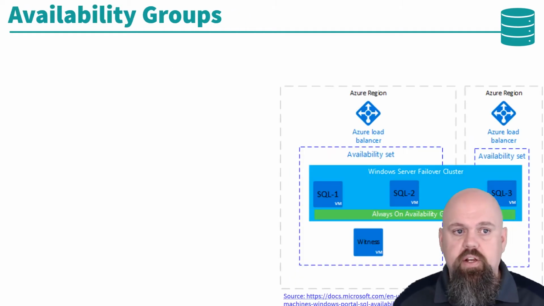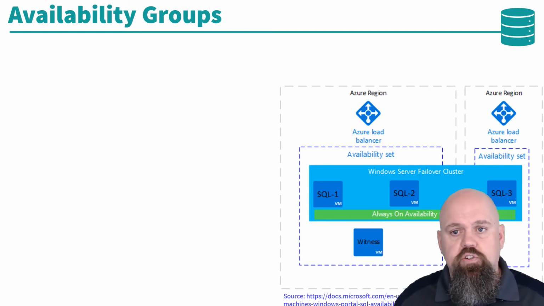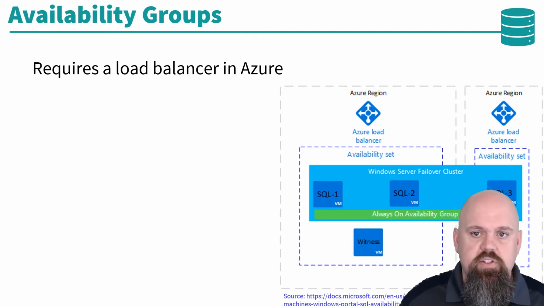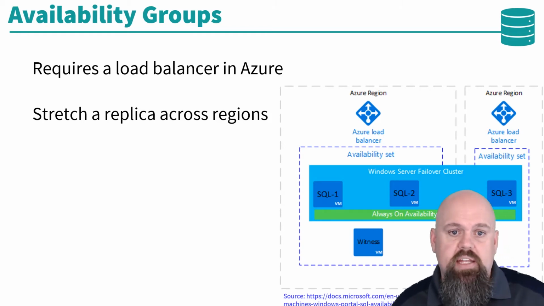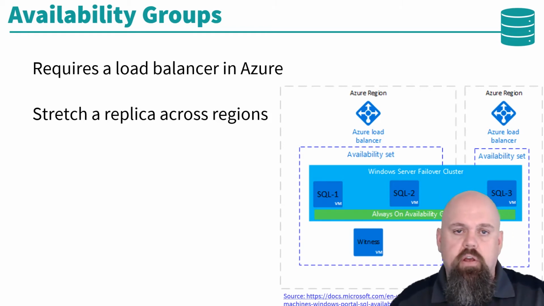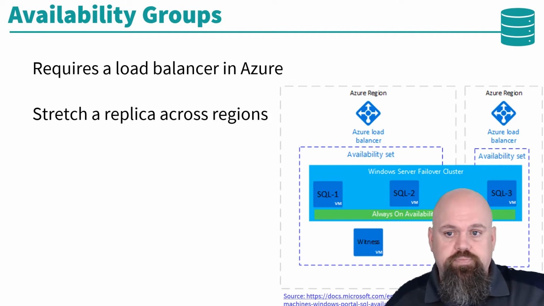So I mentioned availability groups with infrastructure as a service. You can do availability groups with a SQL Server on Azure Virtual Machine. It does require a load balancer in Azure. You can use that replica to stretch across multiple regions, as I mentioned. So again, this is where a high availability solution in conjunction with a third node elsewhere, or even a secondary node elsewhere, could be used as a disaster recovery solution.